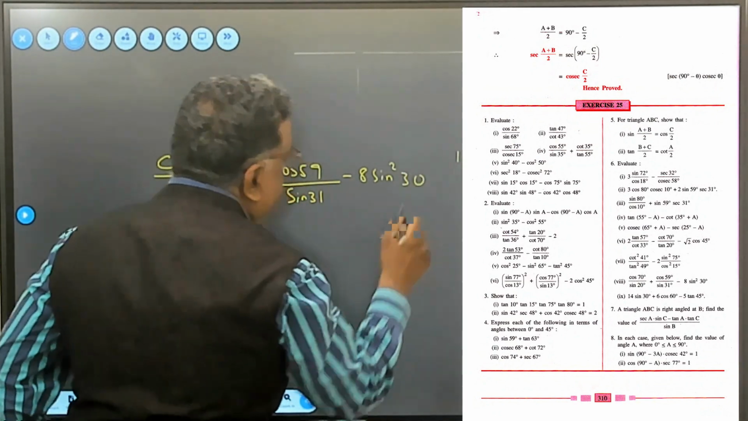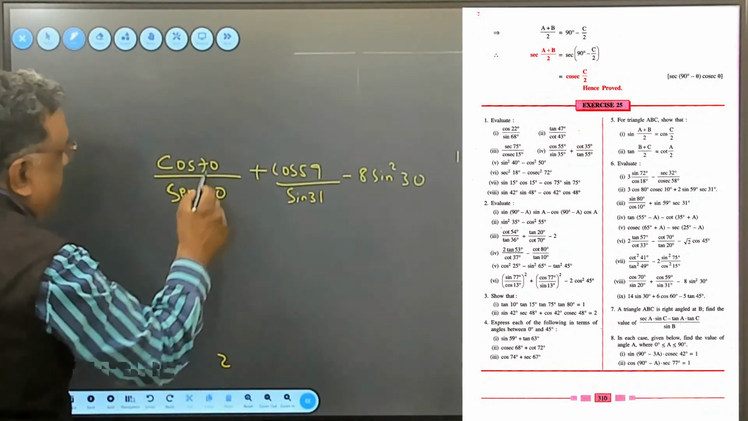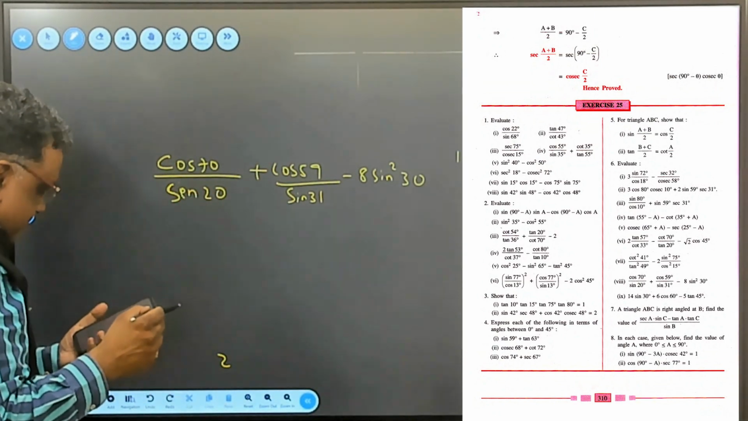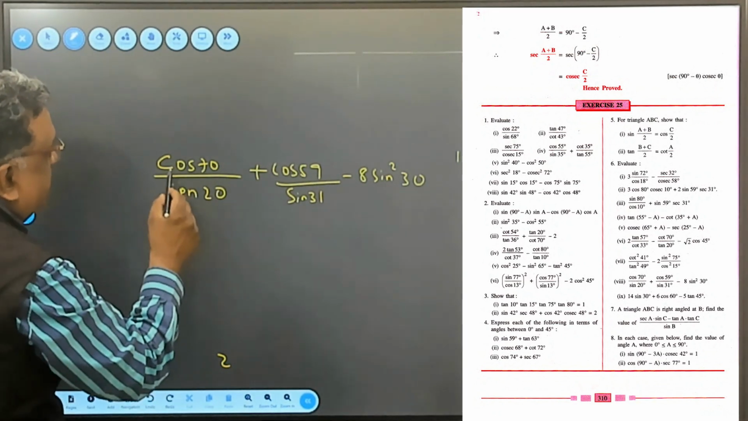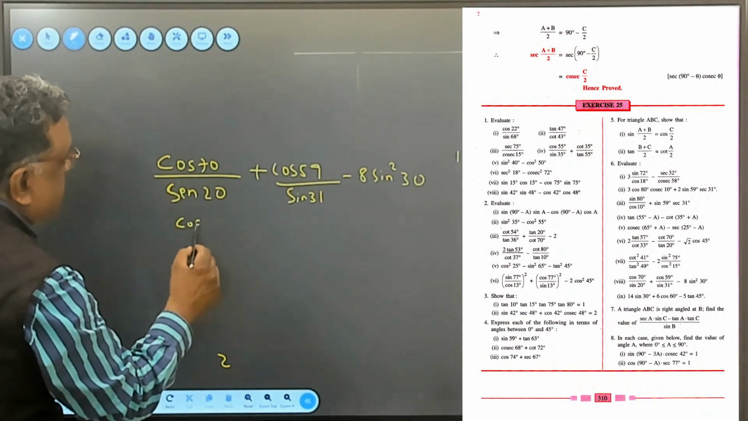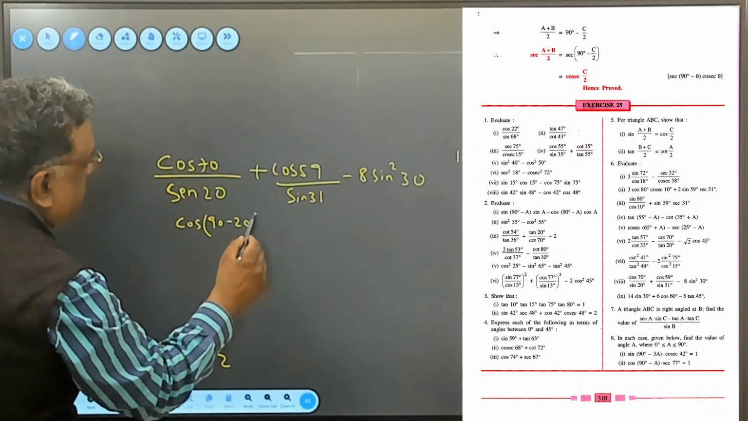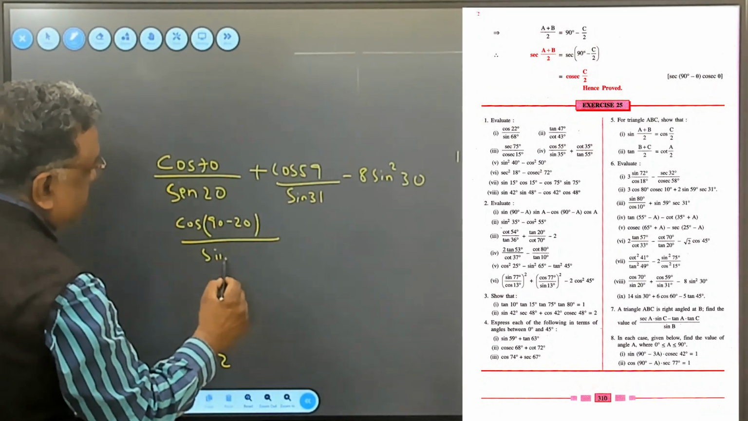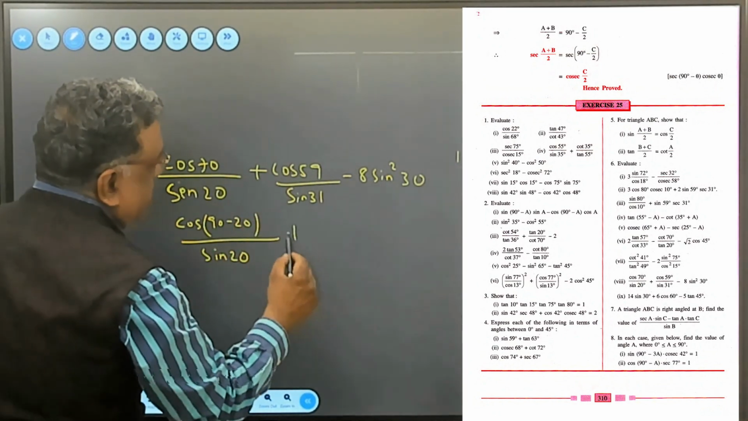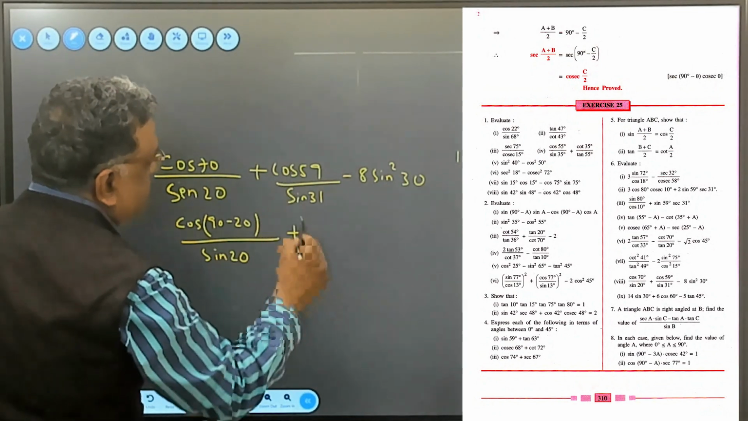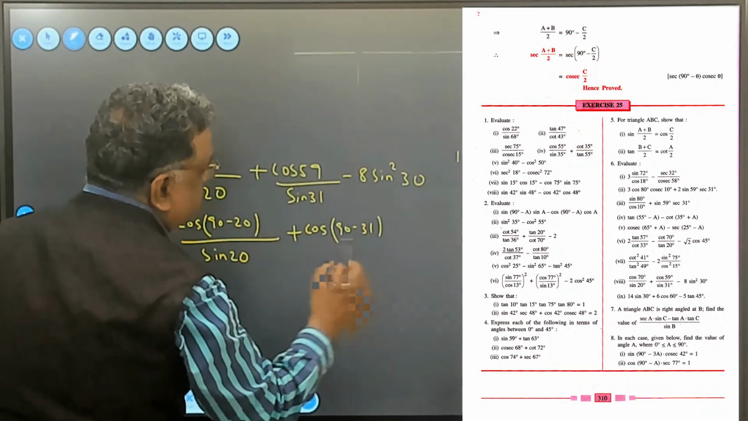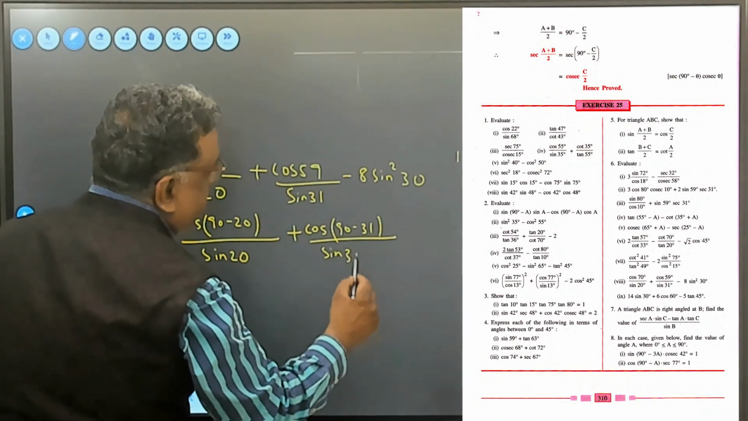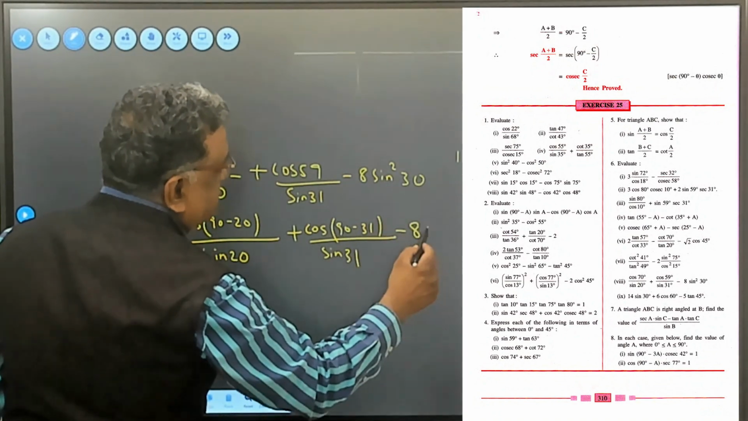So let us say this 70 plus 20 is 90, right? So I can put cos 70 as cos of 90 minus 20, and I will keep this as sin 20. 59 plus 31 is 90, right? So I can put cos 59 as cos of 90 minus 31, and this will become sin 31. 8. Sin 30 is half, so sin square 30 will be half the square.